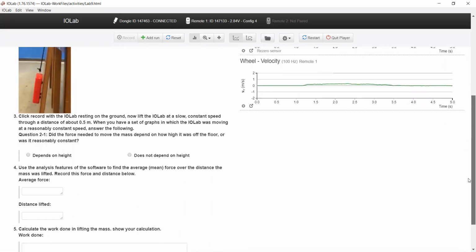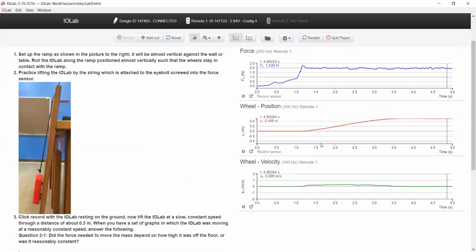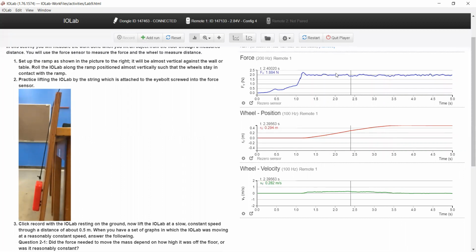So using the analysis feature of the software, find the average mean force over the distance the mass was lifted, and record this force and distance below: average force and distance lifted. So the distance lifted will be the highest point, yeah, because you can get the average force.